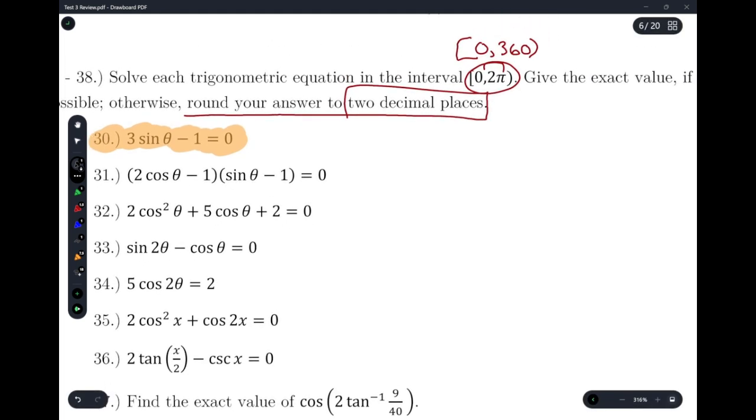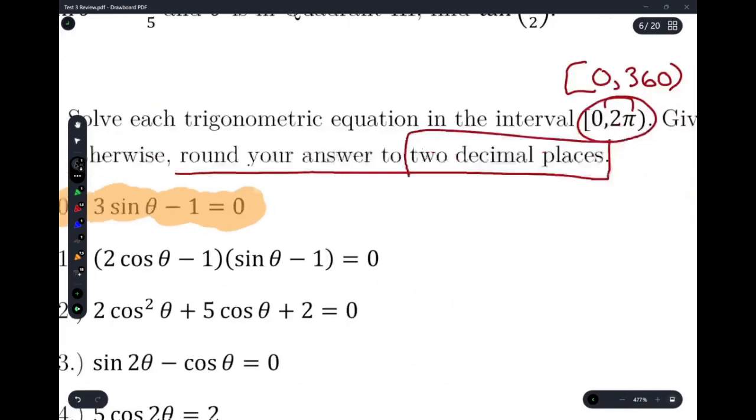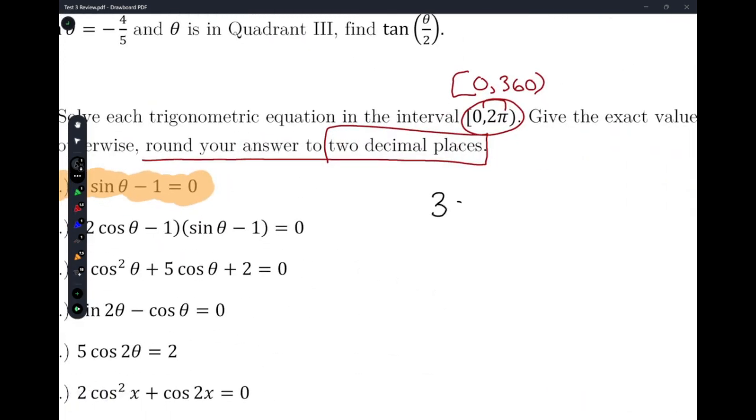So, thoughts about this first one and what we should do? What's the question? Add one to the other side. 3 sine theta minus 1 equals 0. And it's saying solve for theta.